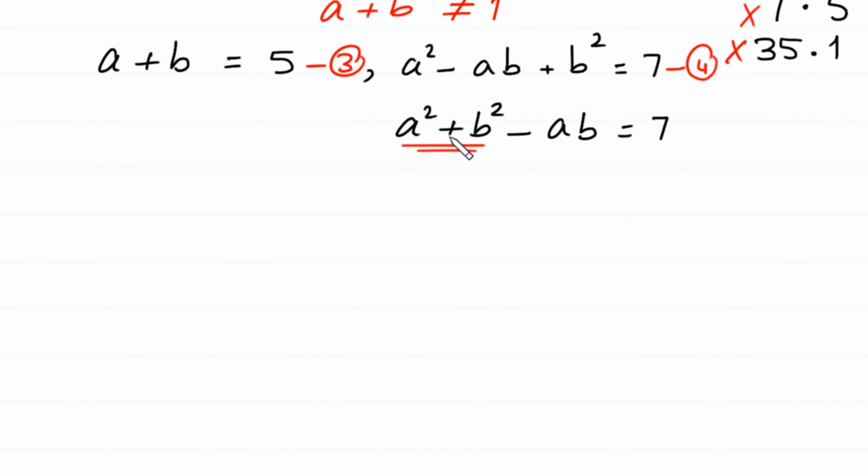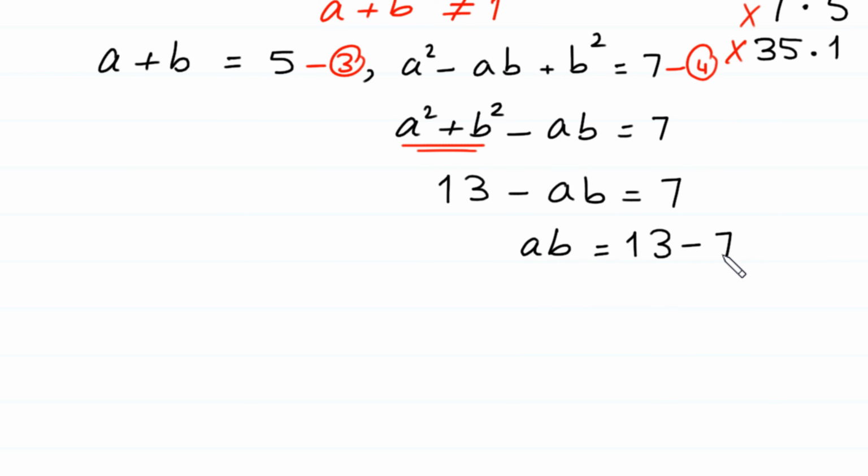The value of a square plus b square is 13, minus ab is equal to 7, and we move this minus ab to the right side and this 7 to the left side. ab is equal to 13 minus 7, and ab is equal to 6.